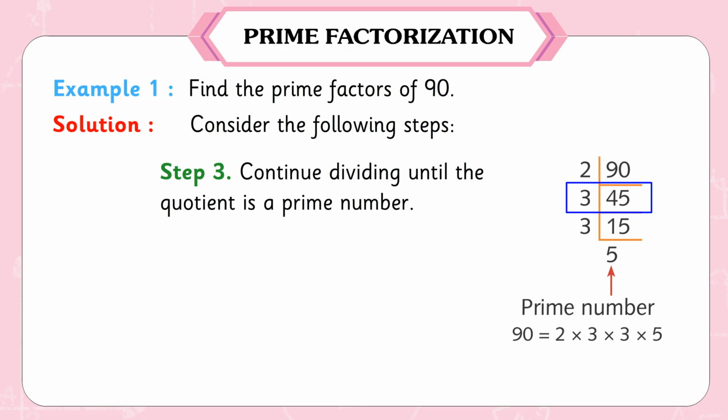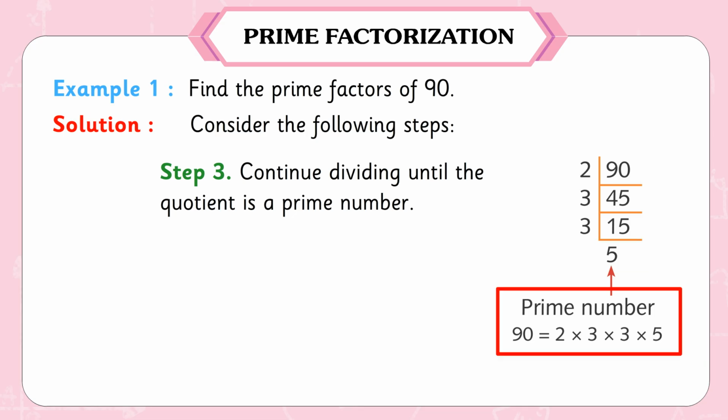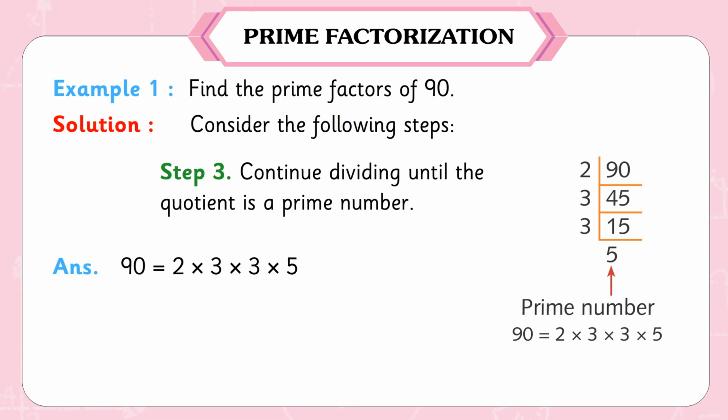90, 2. 45, 3. 15, 3. 5. Prime number. 90 is equal to 2 into 3 into 3 into 5. Answer: 90 is equal to 2 into 3 into 3 into 5.